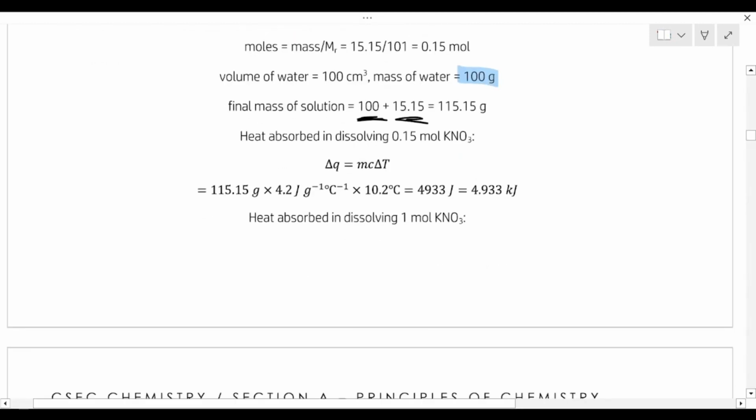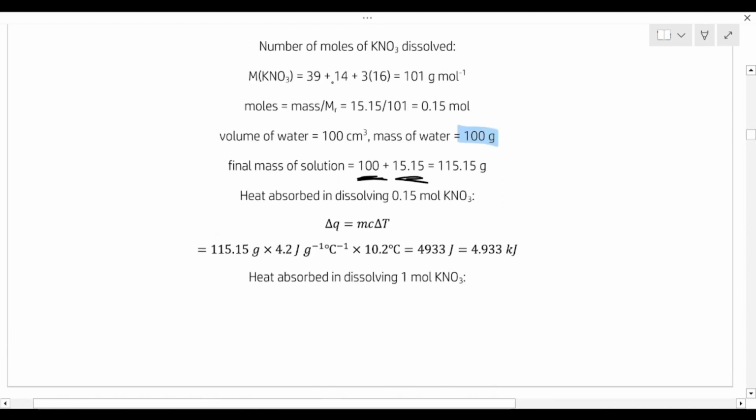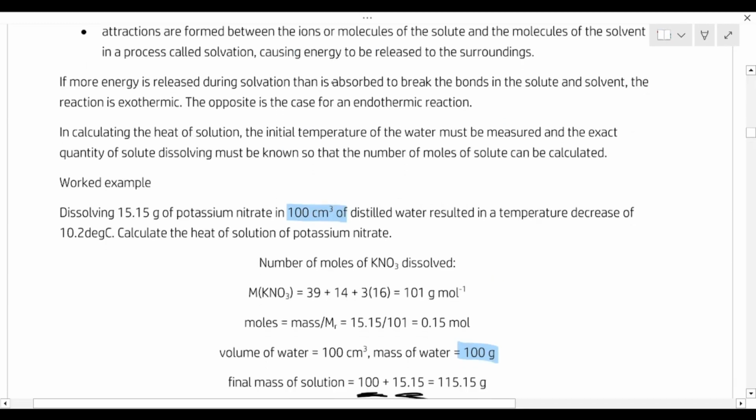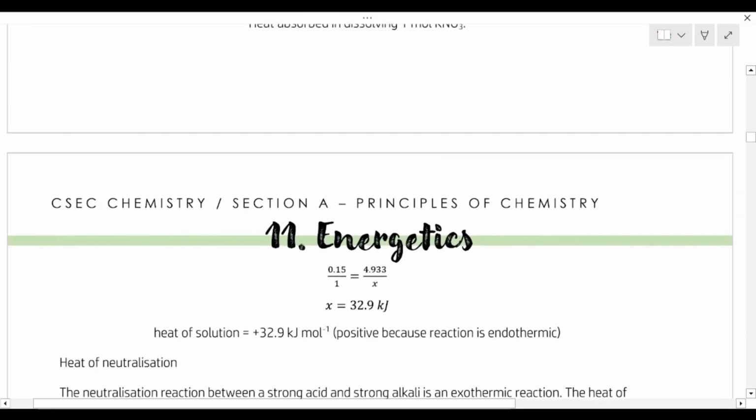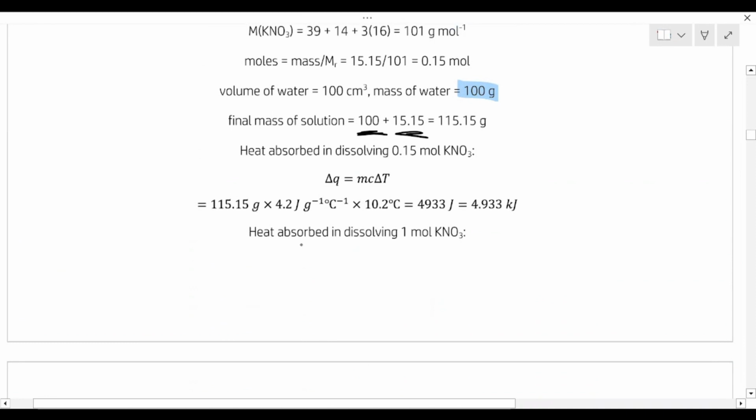So the 115.15 grams times the specific heat capacity of water, which we're assuming is the same as the specific heat capacity of this dilute aqueous solution, times 10.2, which we're given in the question, temperature decrease, is going to give us 4,933 joules, which we're going to convert to kilojoules, which is 4.933 kilojoules.